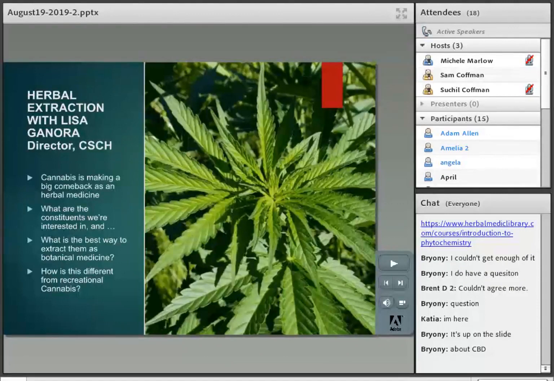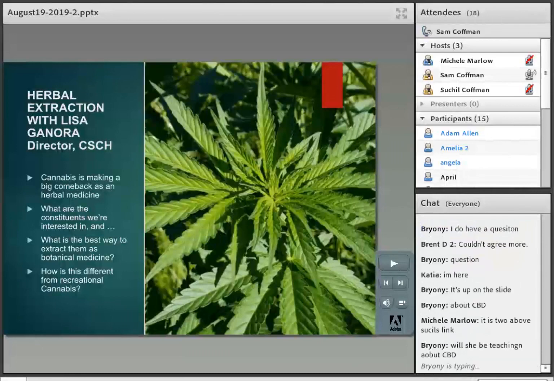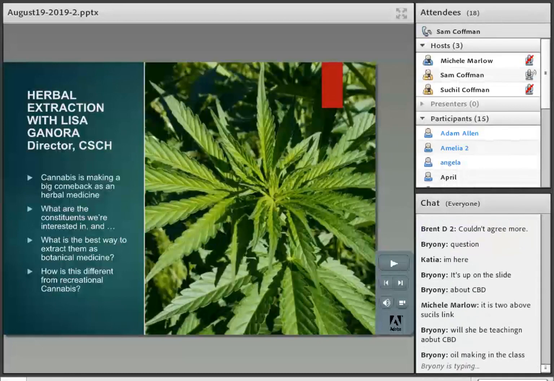I'm missing something. About CBD. Oh, okay. So let's go back. With this slide, Bryony, which one are you talking about? The cannabis one or the one after? The phytochemistry one on cannabis? I'll just leave it here. She's typing right now. Oh, Bryony wants to know if you'll be teaching about CBD or CBD oil making in the class.